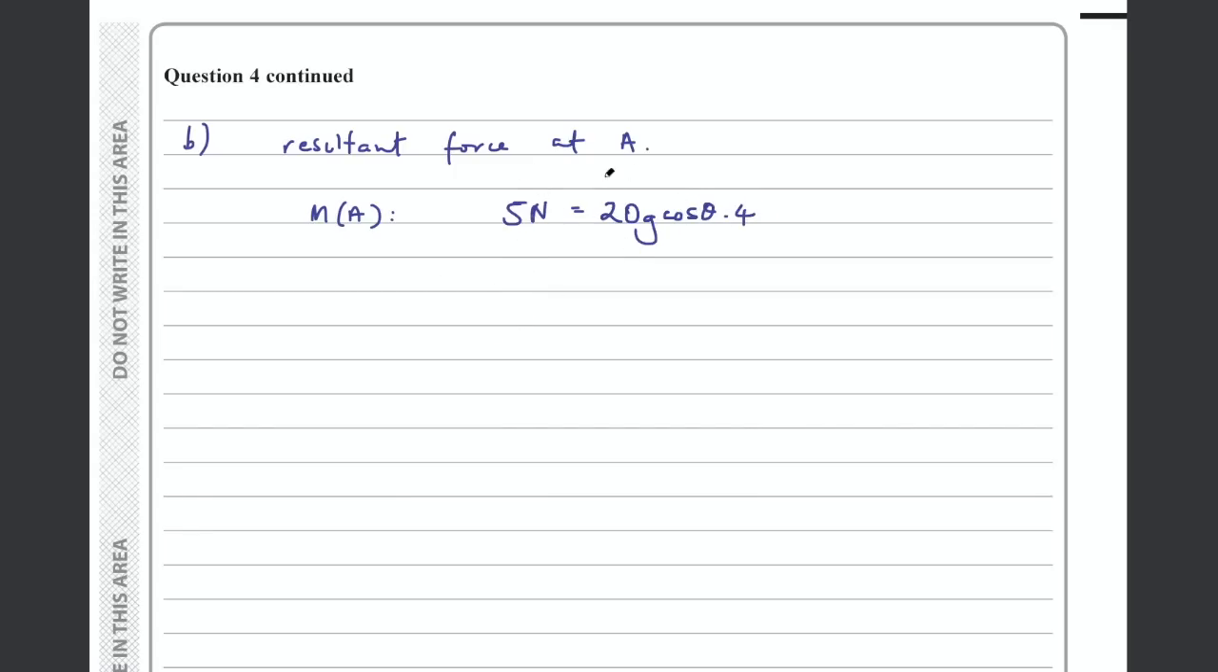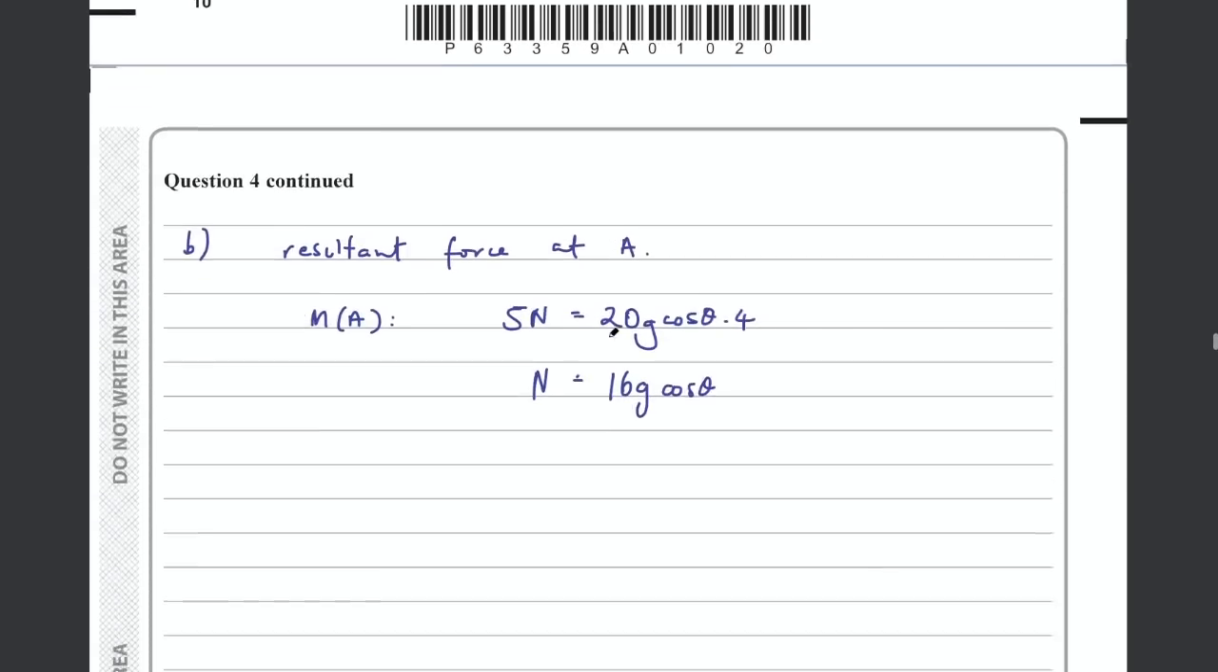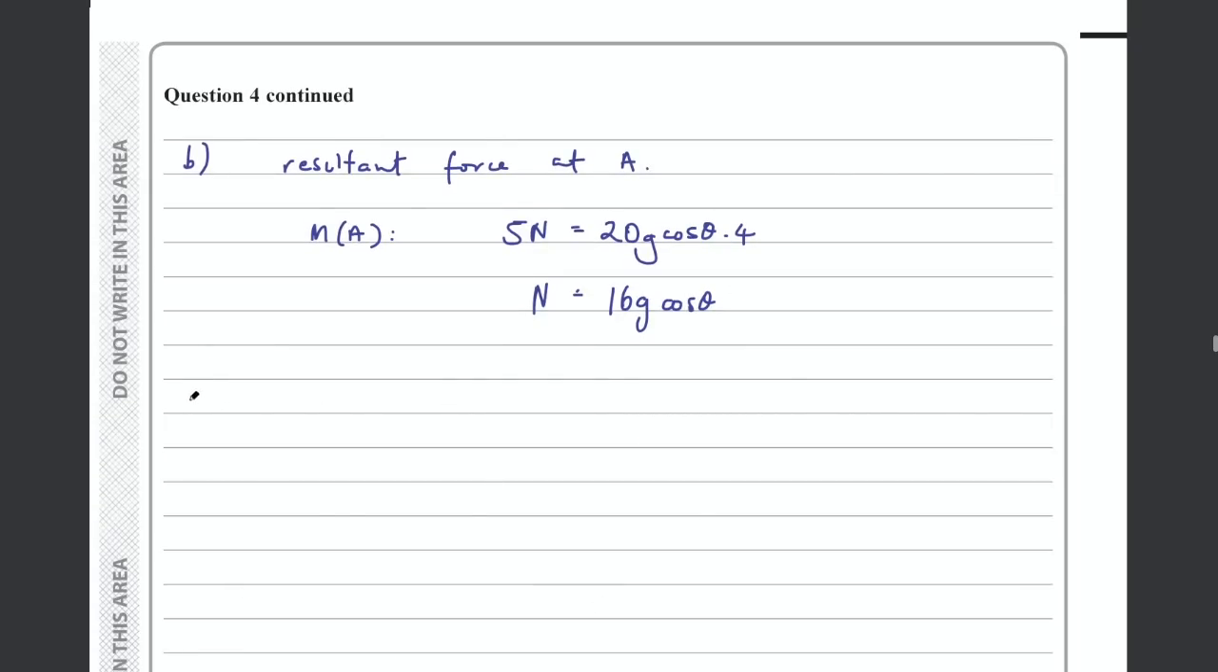This actually allows me to solve for N because I can find the value for cosine theta as well. So simplifying first, I'd have N equal to 80 divided by 5. That would be 16g cosine theta. And remember, in the question, they tell us tan theta equals 7 on 24. So let's make a note down here. Tan theta equals 7 on 24.